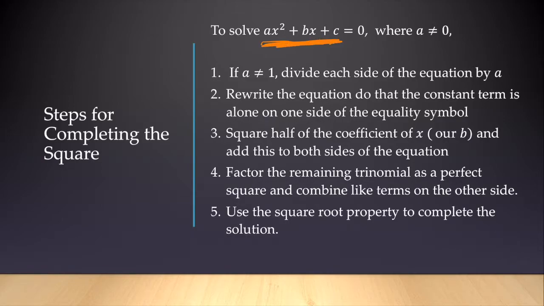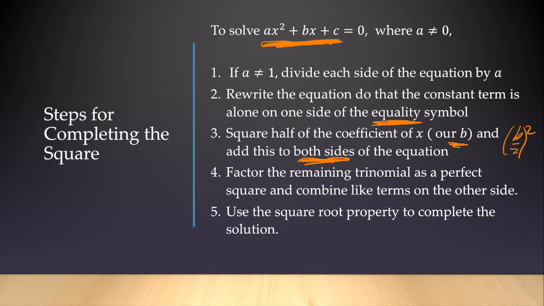And then you're going to rewrite it so the constant term is alone on one side of the equality symbol. After that, you're going to add b over 2 squared to both sides. So square half the coefficient of x, that's our b, and add that to both sides of the equation. The reason you add that to both sides is this is an equation, an equality. We have to maintain the balance. If I add a constant to one side, I have to add a constant to the other side.